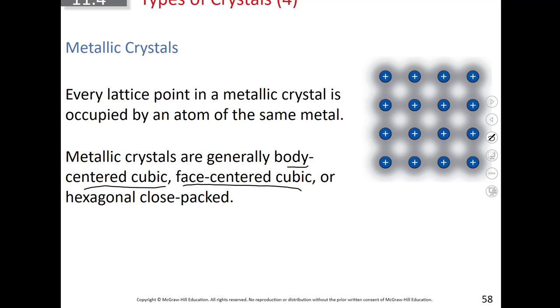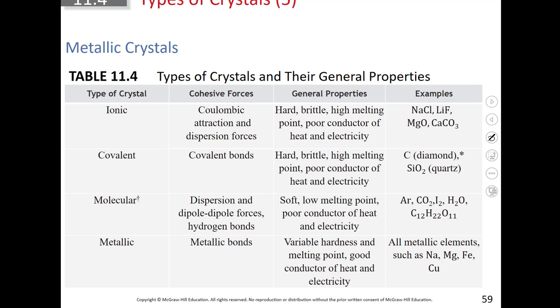And that is why metals make such good conductors of electricity, because those delocalized electrons are running around free on the outside, so electricity can run through them very easily. So this table just summarizes those four crystals we talked about: the cohesive force, or in other words, what holds together the crystal, the general properties, and some examples. So that table is on page 507.